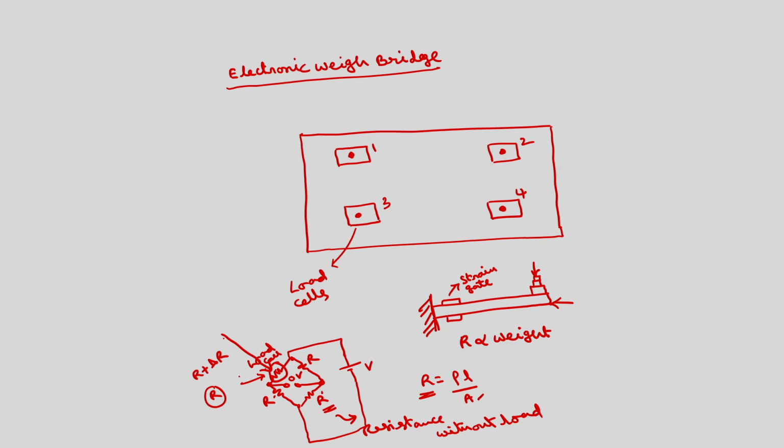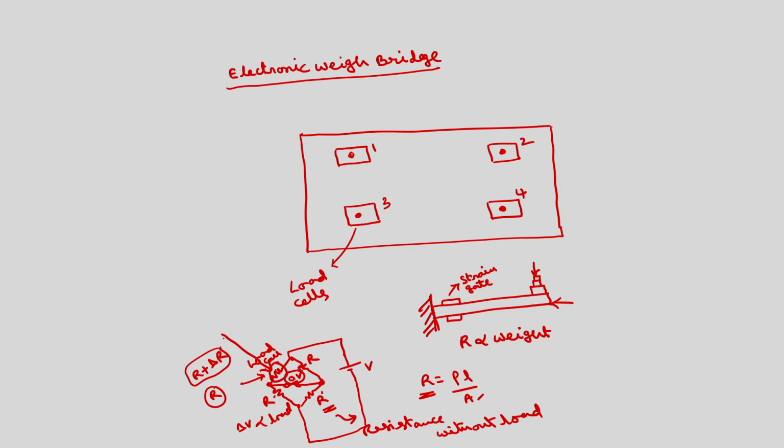If I apply the load, this becomes R plus delta R, which causes the unbalance of the bridge. Thereby, the voltage here will be other than 0. So, this delta V volts that is generated here is proportional to the load.